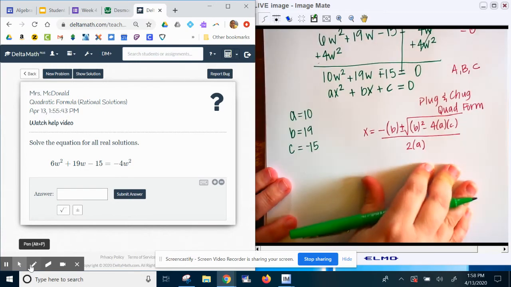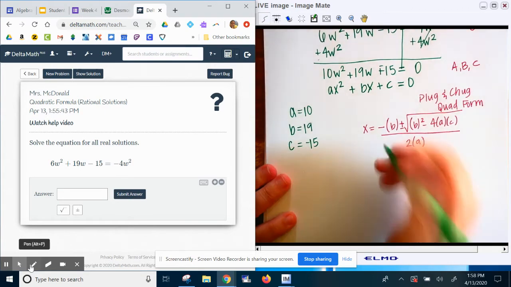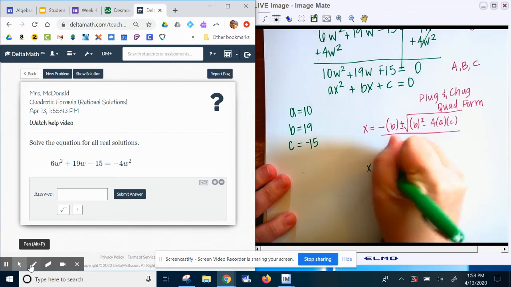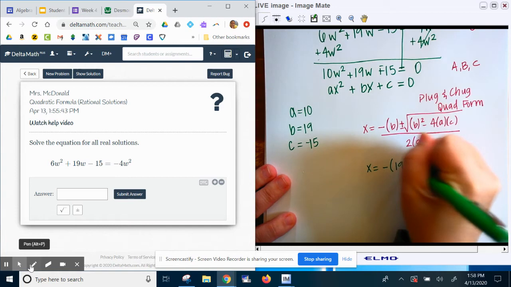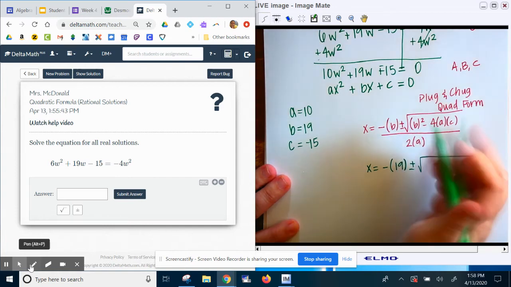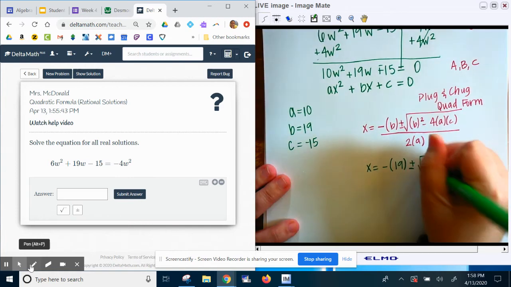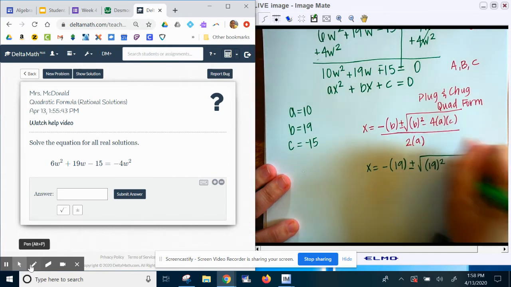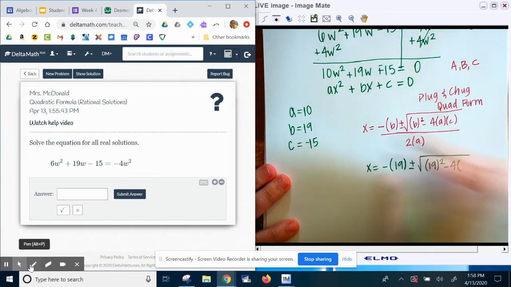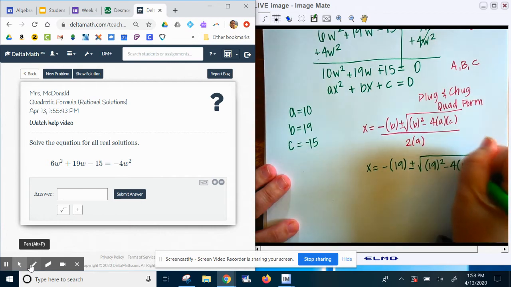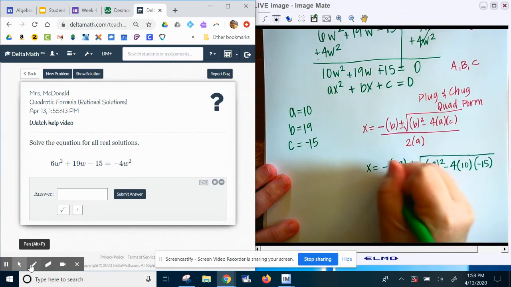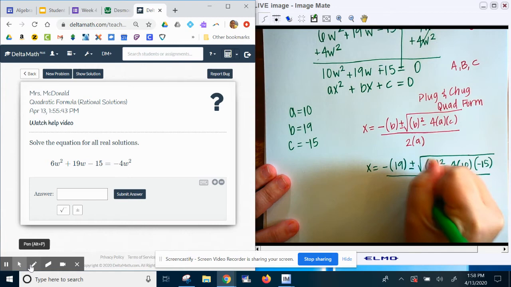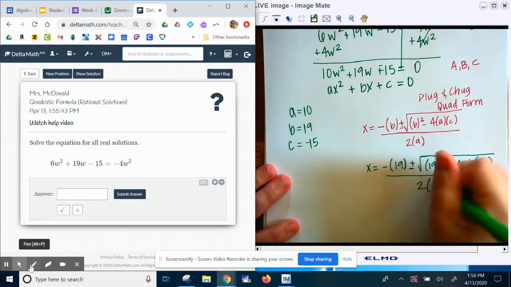So I'm going to go ahead and plug in a, b, and c here. So I've got x equals the opposite of b. My b this time is 19, plus or minus the square root. Now I've got b again, so that's 19 again, squared minus 4 times a, which is 10, times c, which is negative 15, all over 2 times my a, which is 10.